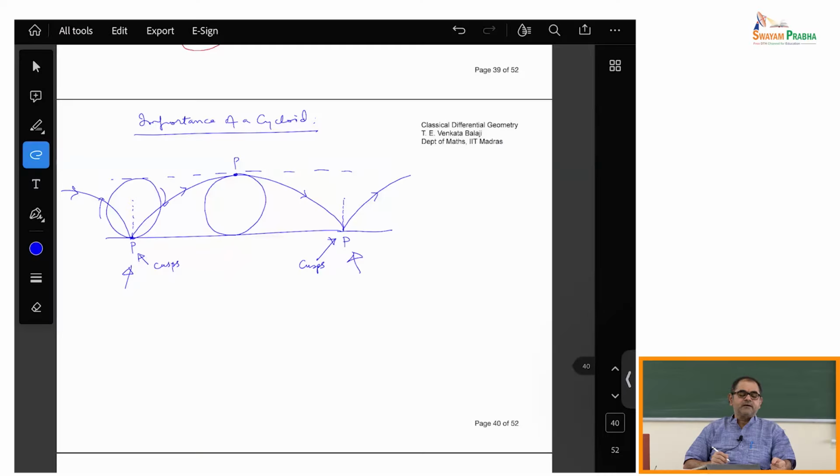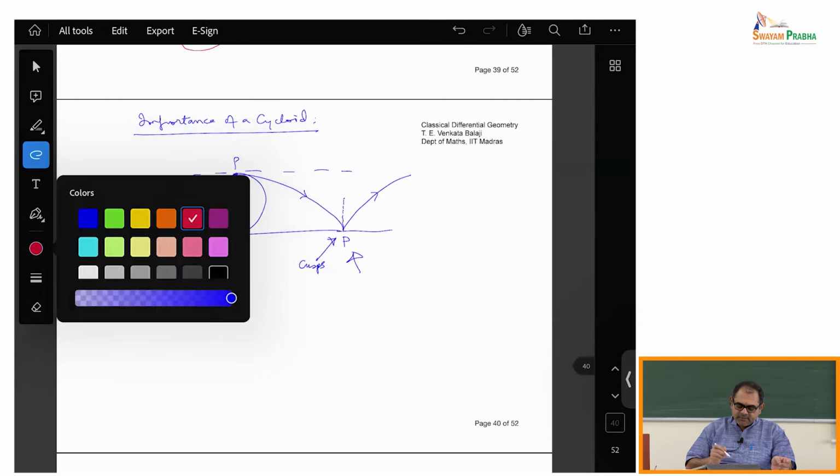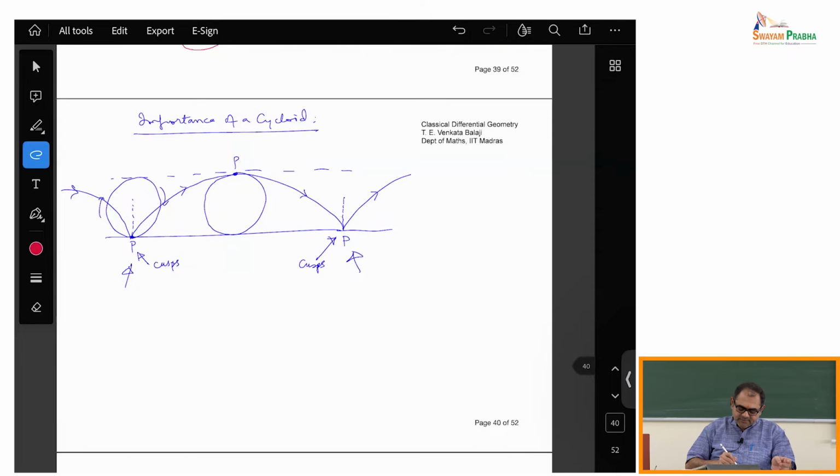The other important thing is that for this curve, if you take the evolute, then interestingly you will get again the same cycloid. And when I say the same cycloid, it is up to a translation. So let me show that. It will be like this. If you take the evolute, I will get a cycloid like this. You see, you will get a cycloid like this. This will be the evolute.